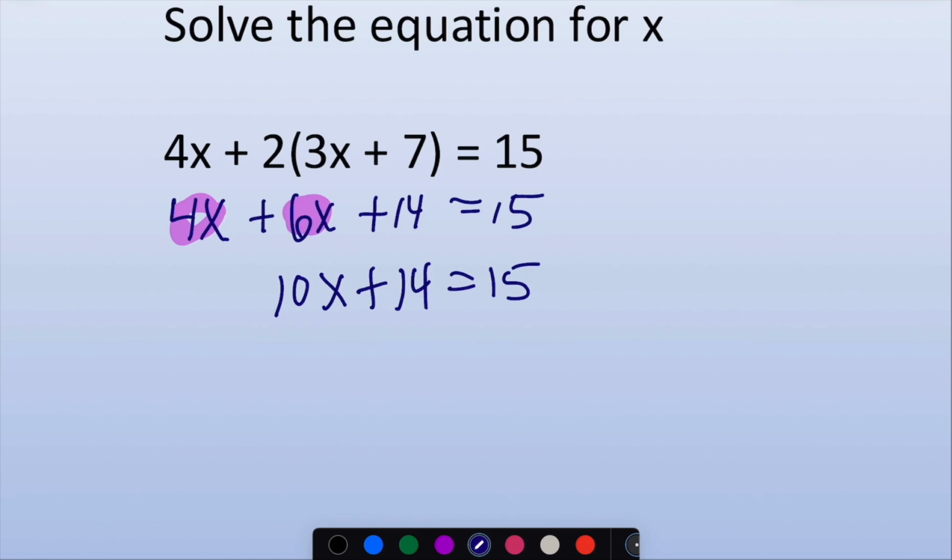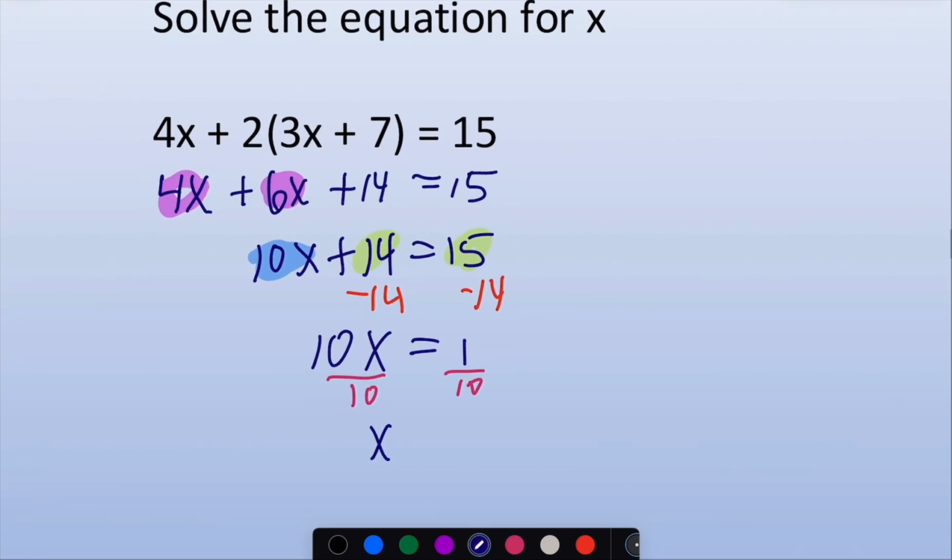Okay, so this time we want the x term on one side, the numerical terms to be on the other side. So we have to subtract off 14 from both sides. So we get that 10x is equal to 1. And then 10 times x is equal to 1. So to solve for x, divide both sides by 10. We get that x is the fraction 1/10.